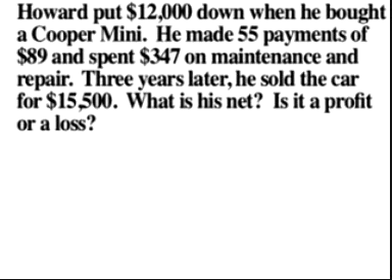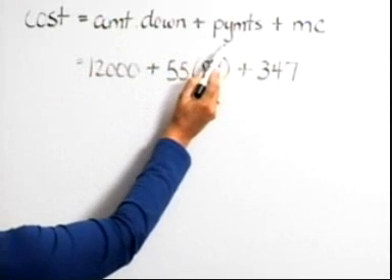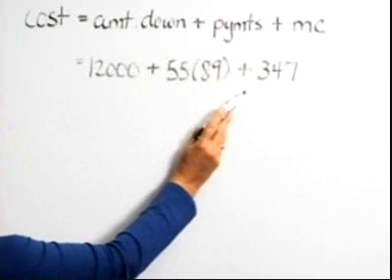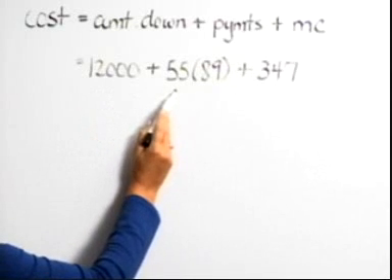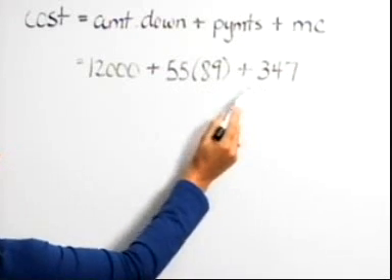Howard's total revenue is the amount that he sold the car for, which was given to be $15,500. Howard's total cost is the sum of the money he spent on the car. So our plan is to calculate the total cost, then to subtract the cost from the total revenue to get the net. Now you'll see that I've got the cost is equal to the amount down, plus the payments that he made, plus the maintenance cost. And I've started filling in our information here. His amount down was $12,000. He made 55 payments of $89 each, and his maintenance was $347.